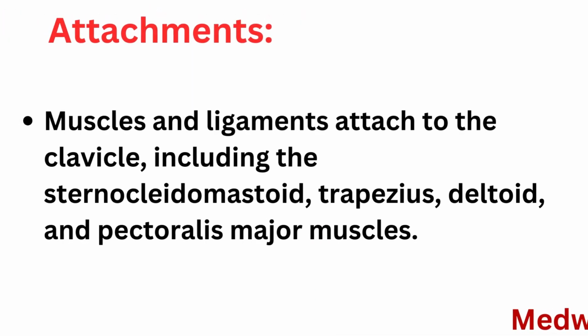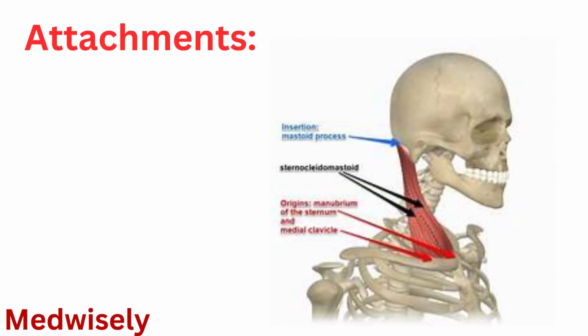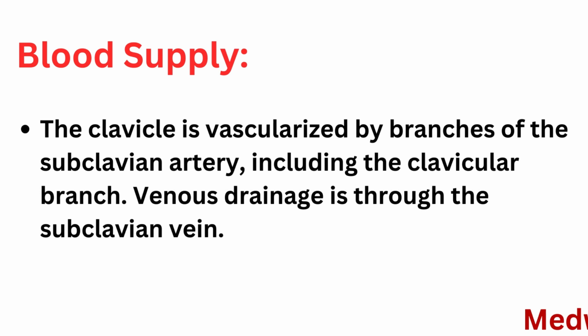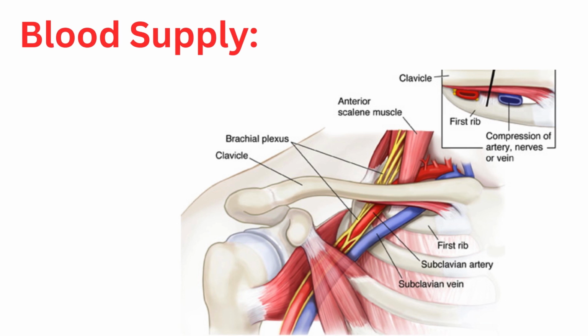Attachments. Muscles and ligaments attach to the clavicle, including the sternocleidomastoid, trapezius, deltoid, and pectoralis major muscles. Blood supply. The blood supply to the clavicle comes from branches of the subclavian artery, including the clavicular branch. Venous drainage is through the subclavian vein.